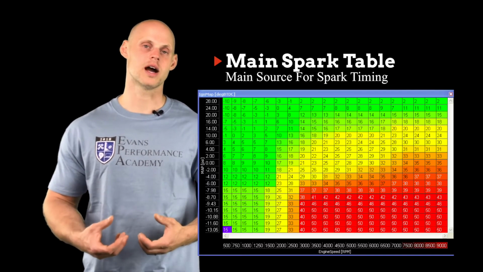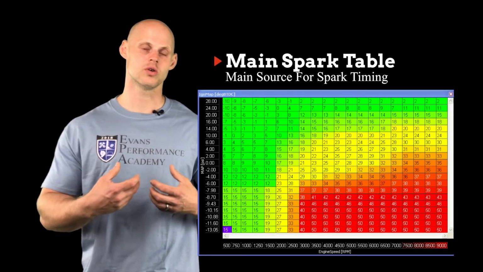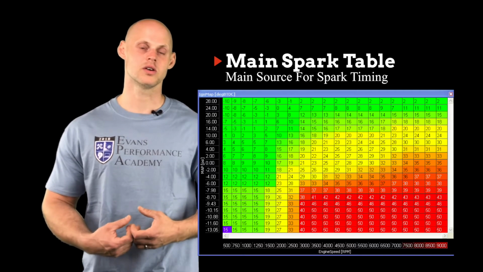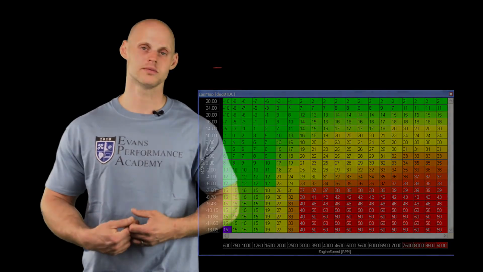So looking at the table now, we just need to understand that we want to use this table to control our combustion pressure and temperature to achieve our safe and normal combustion, and also try to achieve our maximum brake torque timing whenever possible.